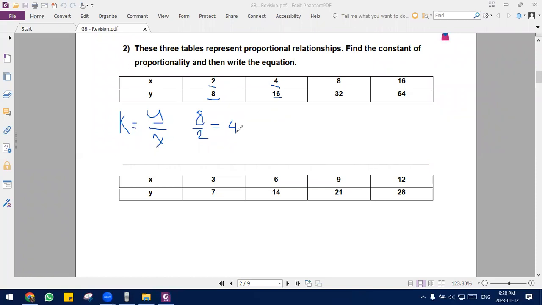So after you find k, you need to write the equation. We know the equation is y equal to kx. So here k is multiplied by x. So y equal to, since we find k is equal to 4, so it's 4x. So this is the equation. So here you have two steps. You need to find k, the constant, and then you need to write the equation.